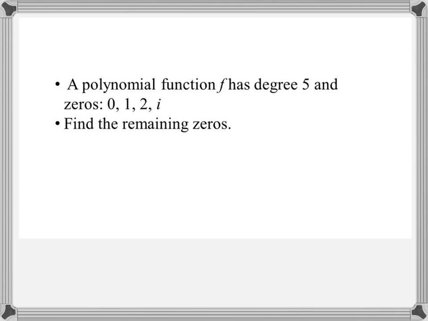So we have a polynomial function, f, which has degree 5, and we're told it has zeros at 0, 1, 2, and i. Let's find the remaining zeros. Okay, so it has degree 5, so it has exactly 5 zeros. We have 1 at 0, 1 at 1, 1 at 2, and 1 at i, and i is complex, so we know it must have a zero at the conjugate of i, which is negative i. And now we have 5 zeros, so negative i was the remaining zero. Now we have them all.